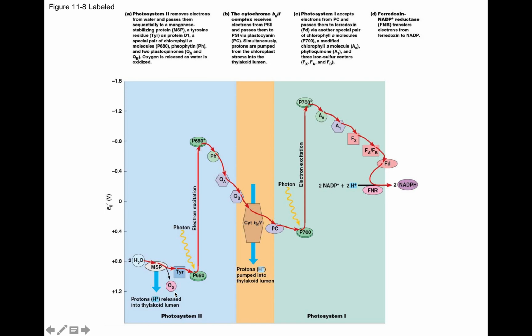The byproduct of that is oxygen. So you split the water into hydrogen and oxygen, use the electrons from hydrogen to fill the hole that's left in P680, and what's left over is oxygen. So oxygen is a byproduct of photosynthesis.